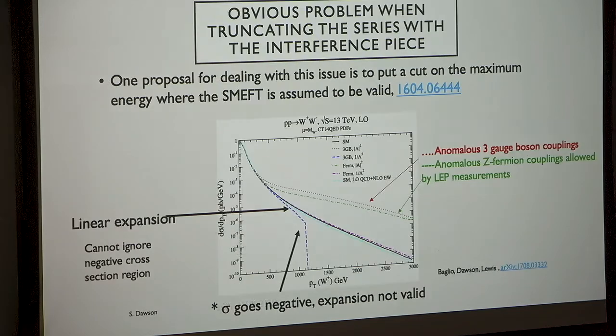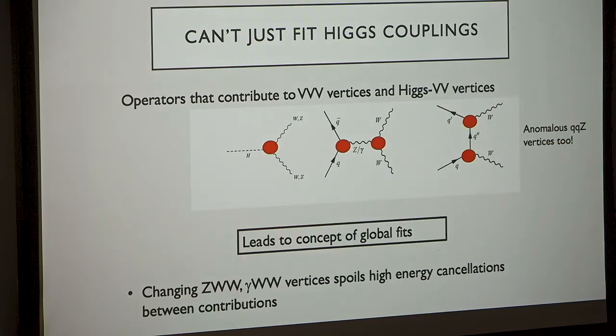Okay? Yeah? I don't understand how to get a QQ gauge boson vertex from the previous two operators. Oh, these are different operators. Yes. I said anomalous QQZ vertices too, and they come from different standard model effective field theory operators. Absolutely. So you're looking at the final state. The question here is, what about the blob on the initial state?